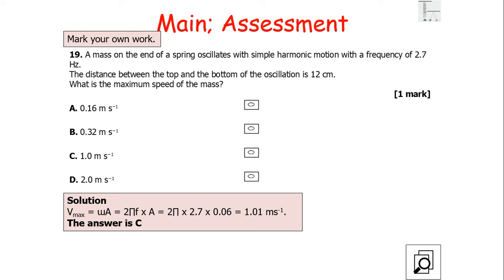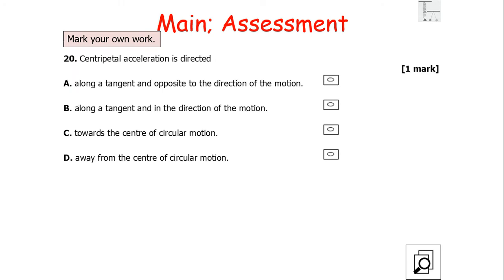So as a result, we use 0.06 meters as our amplitude, and we get an answer of 1.01 meters per second. Question 20. Centripetal acceleration is always directed where?